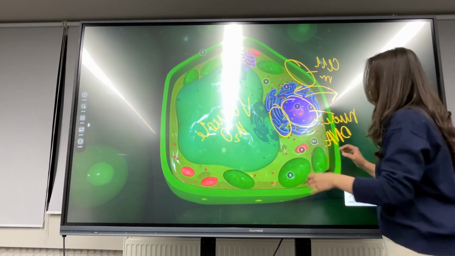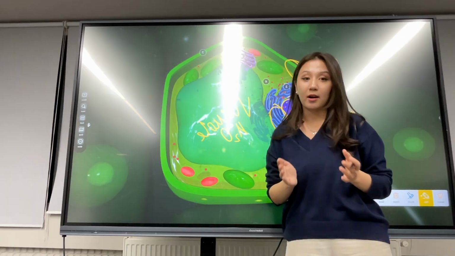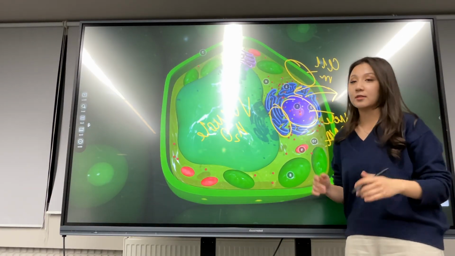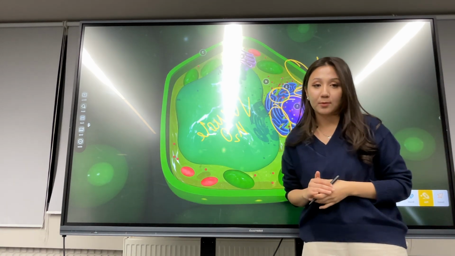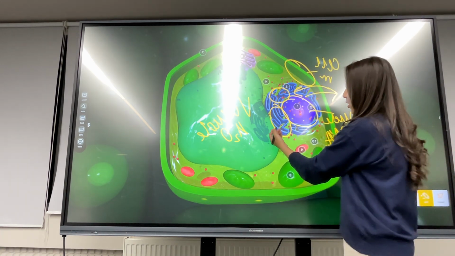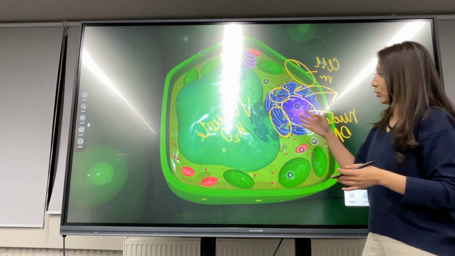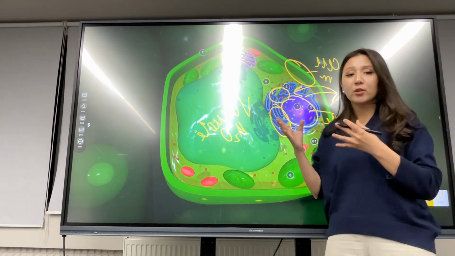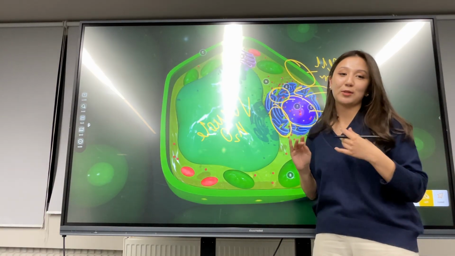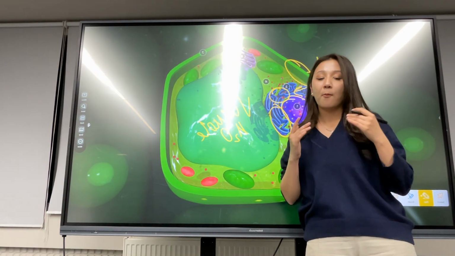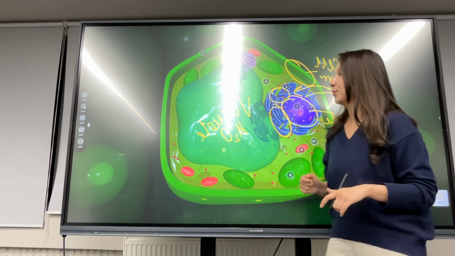And another main part is the endoplasmic reticulum. The endoplasmic reticulum is located near the nucleus, and we have two main types. For example, this one with ribosomes is called rough endoplasmic reticulum, and the other one is called smooth endoplasmic reticulum. The endoplasmic reticulum is like the post office because it is responsible for storing, modifying and sending materials inside the cell.